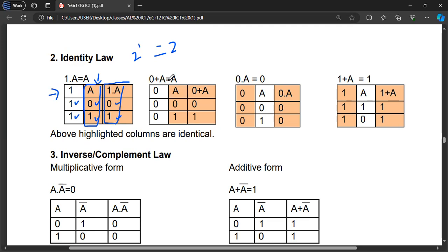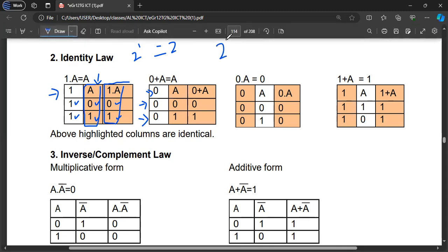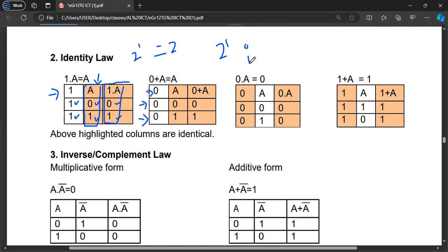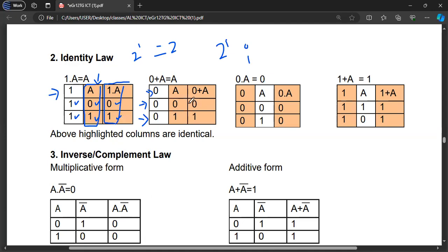0 plus A is equal to A. Now here, in this truth table, the 0, both the values are going to be constant. So here we are going to get 0, and for A we have one input. So 2 to the power 1 is 2, so two combinations are possible. One is going to be 0 and the other one is going to be 1, right? Then here we are having 0 and here we are having 1.